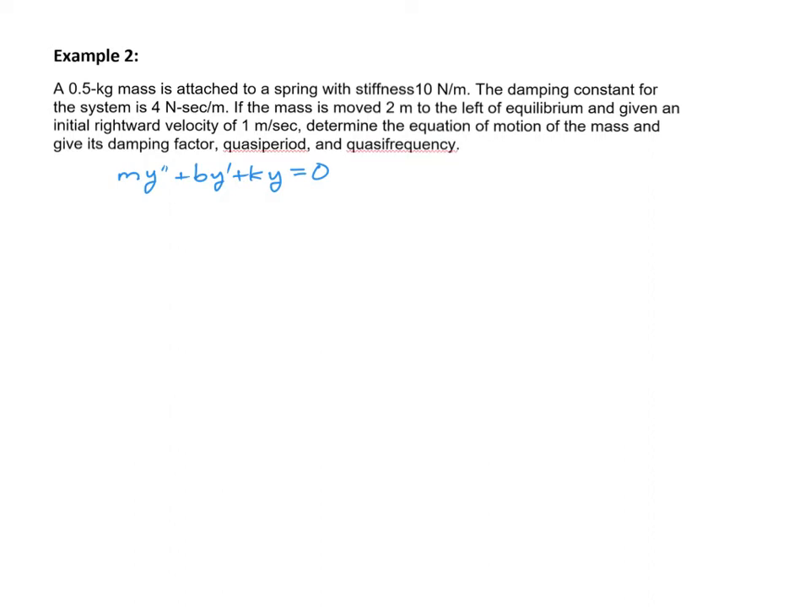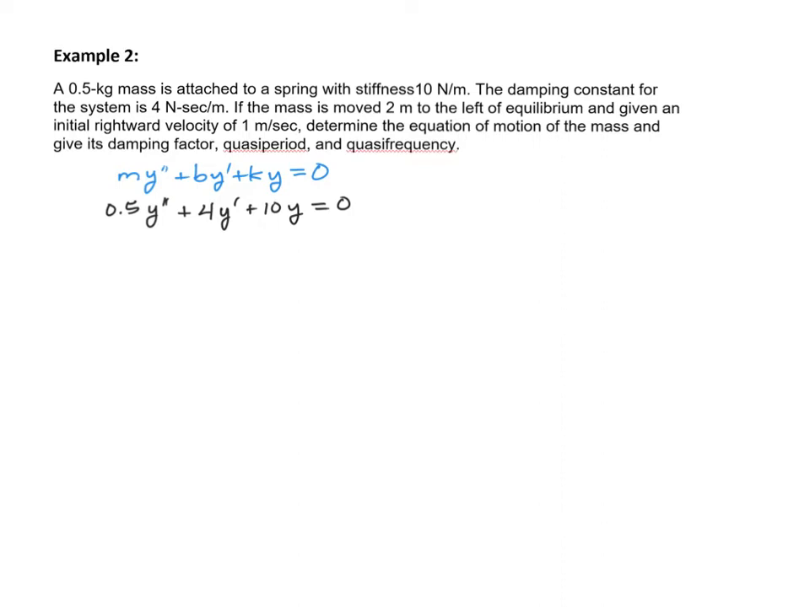So the mass in this problem is 0.5. So 0.5 times y double prime plus our damping constant, which they tell us is 4 Newton seconds per meter. So that's a 4 times y prime. And then the spring constant, we call the stiffness, is going to be plus 10 times y is equal to 0. So again, we're going to put our mass in the front. We put the damping constant in the middle, and then we put the stiffness constant at the end of the equation.